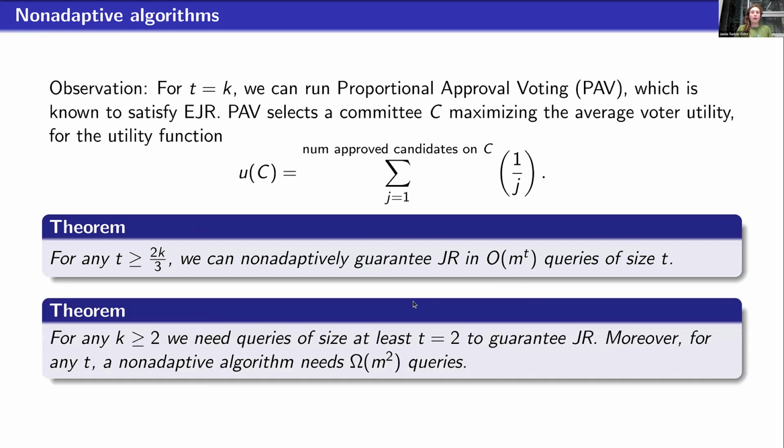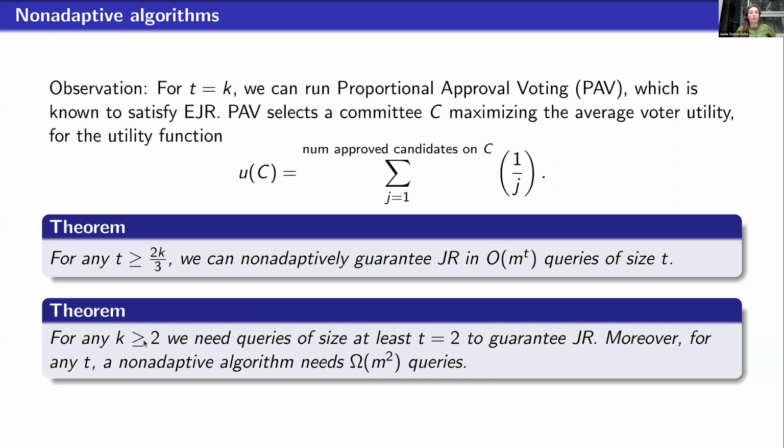Okay, in terms of lower bounds, for a non-adaptive algorithm, we can show that for any K greater than 2, we do need queries of size at least 2 to guarantee JR. Moreover, you have to query every subset of size 2. So you're going to need M squared queries. And this M squared is very interesting because we're going to see in a couple slides that for an adaptive algorithm, you can actually do this in linear in M. This lower bound only applies against non-adaptive algorithms.